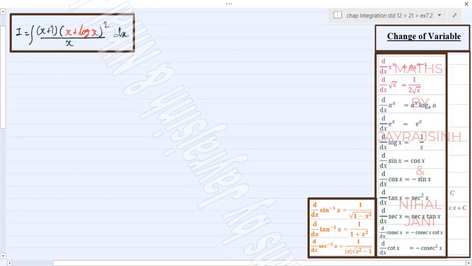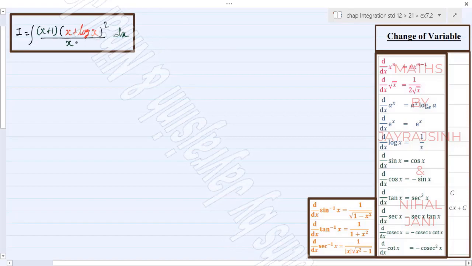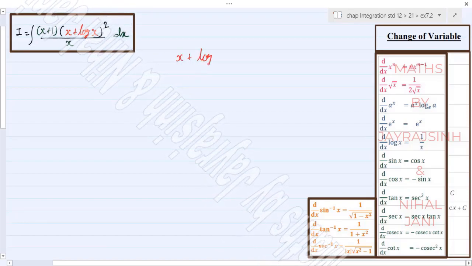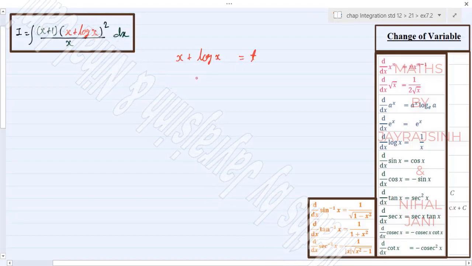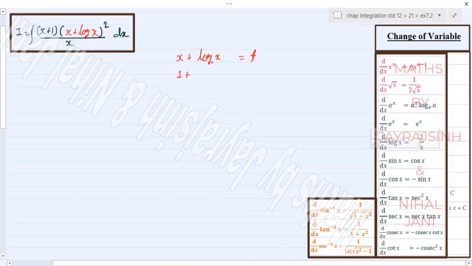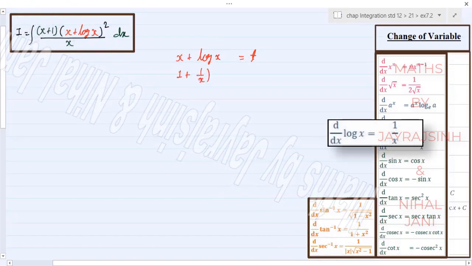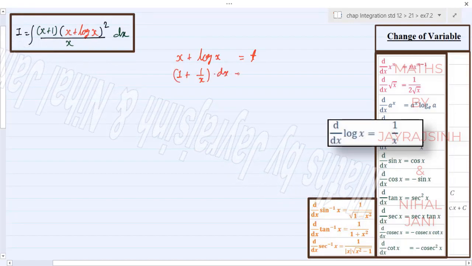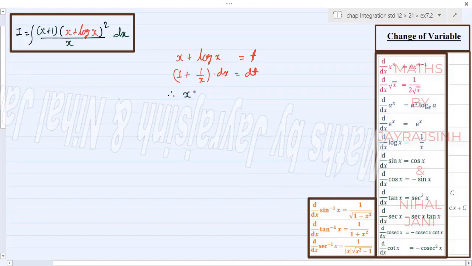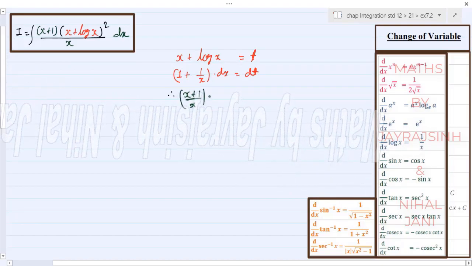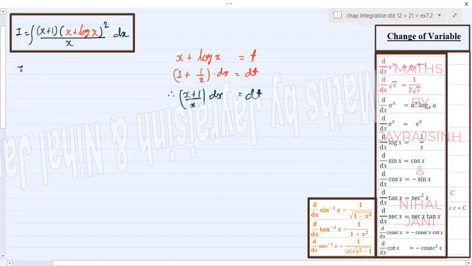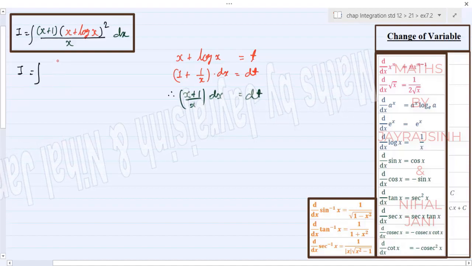Here we have to integrate x plus 1 into x plus log x the whole square by x. Here, x plus log x is your inner function. So let's assume x plus log x is equal to t. Differentiation of x will be 1 plus differentiation of log x will be 1 by x dot dx is dt. Or after taking LCM, we will get x plus 1 upon x dot dx is equal to dt, right? So here we are ready to modify our integration.